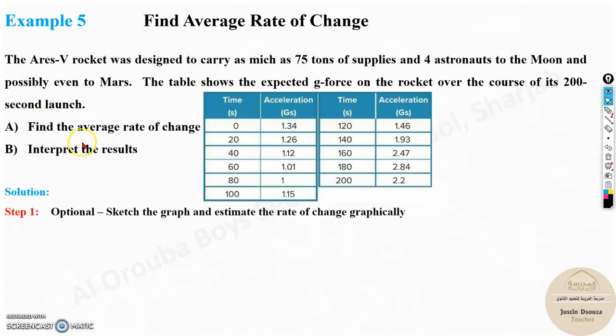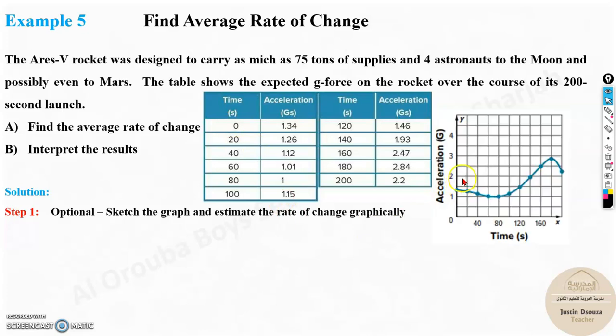First thing is, it is optional to graph. You can graph this because we'll understand how the graph looks. It is not compulsory to graph this. You can even find the average rate of change just by the values over here. But by graphing, let's just double check it. Now, when you graph it, you will get this. See, from 0, it is 1.34, to 20, it is 1.26, and so on. You will get these points.